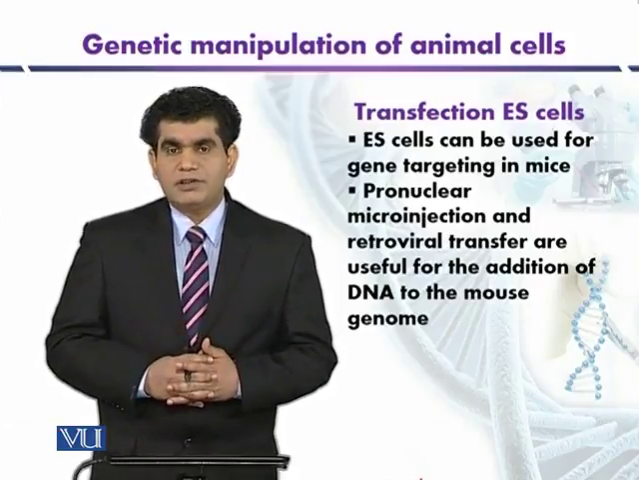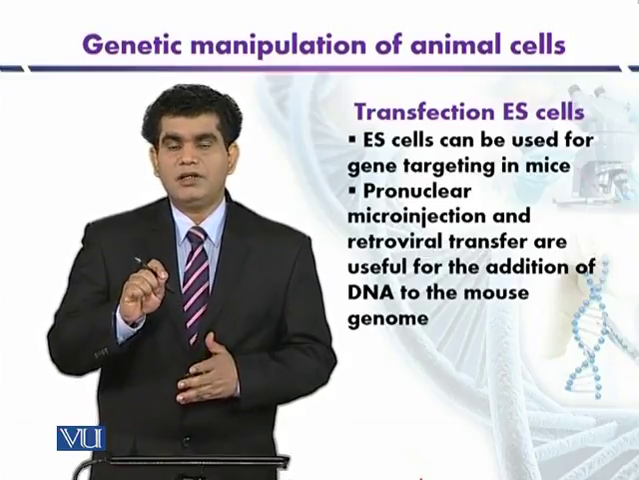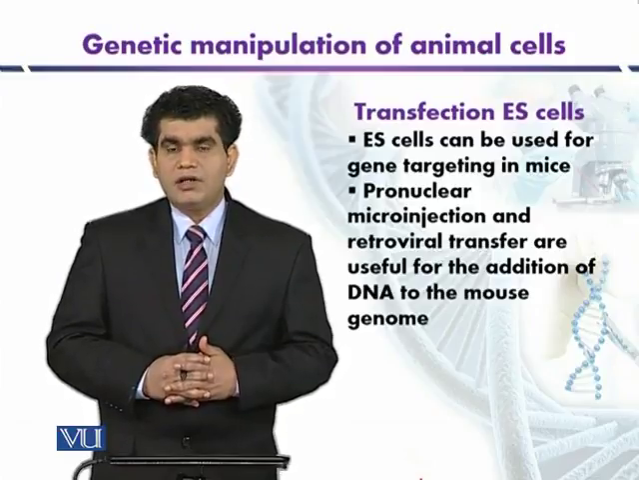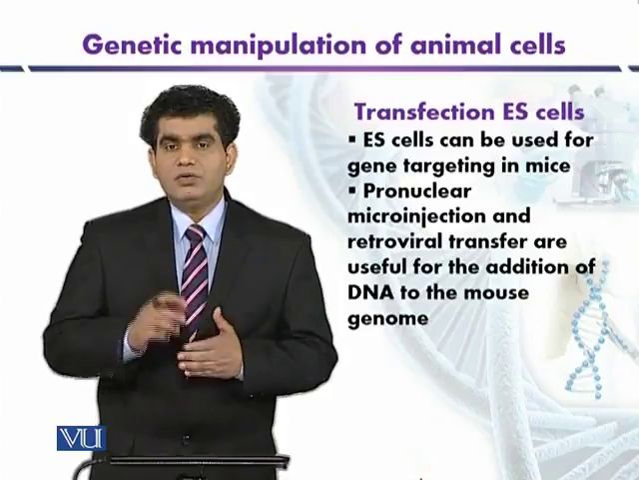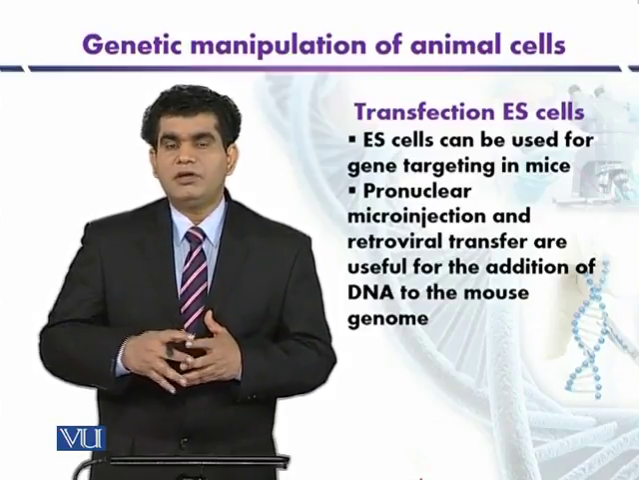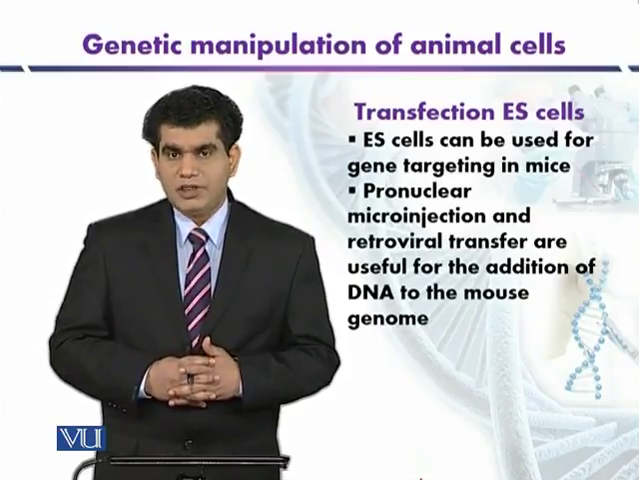Embryonic stem cells are derived from the inner lining or inner mass of the blastocyst. कि जो blastocyst का जो inner mass होता है cells का, उससे जो हम cells लेते हैं for further propagation, they can be called as embryonic stem cells.